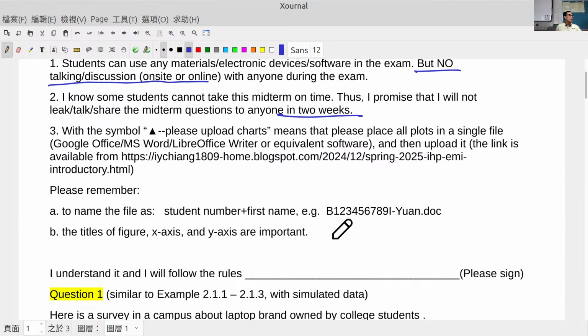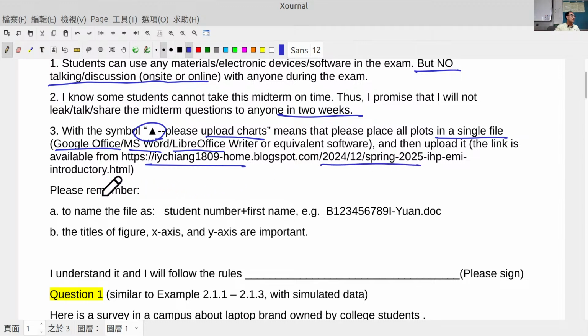Okay. Then just a notice, when you see the black triangle, it means upload your chart or your plots. You can screenshot or copy the figure, the plot, in a single file. You can use Google Office, Microsoft Word, or LibreOffice. Either one is okay. Then upload to this website. Later, I will give the website. I didn't prepare it yet.